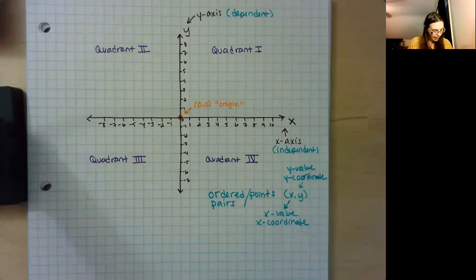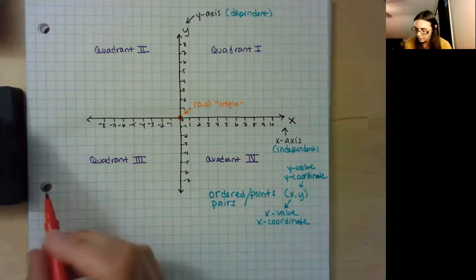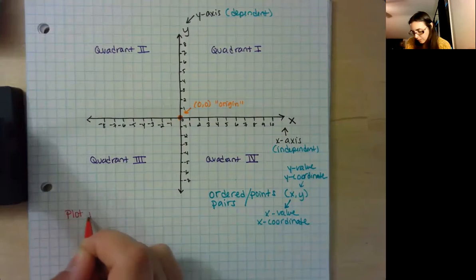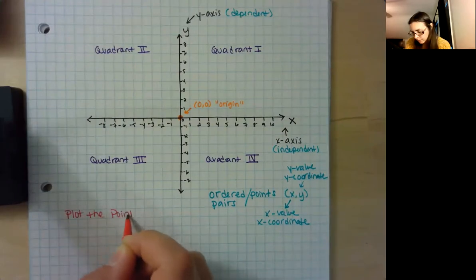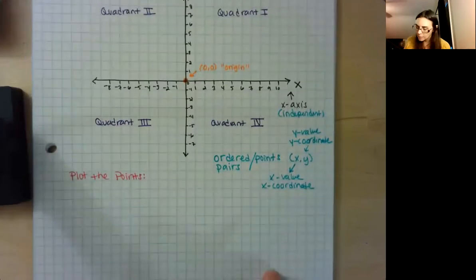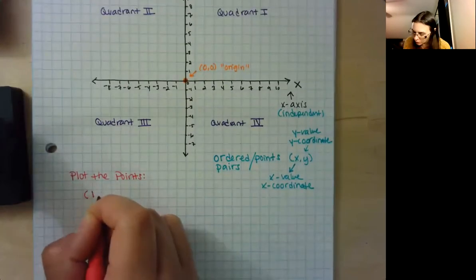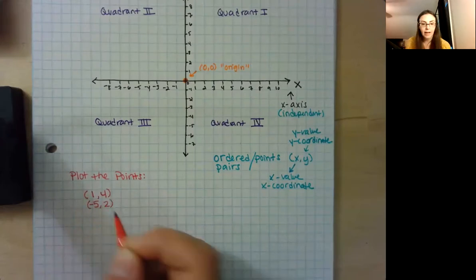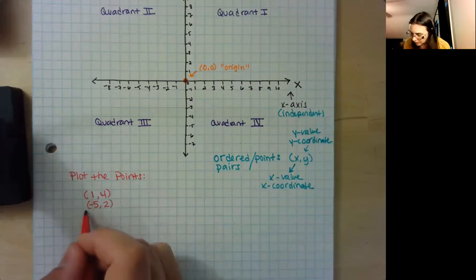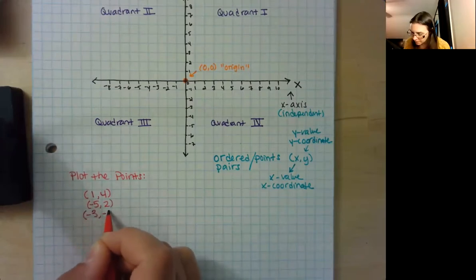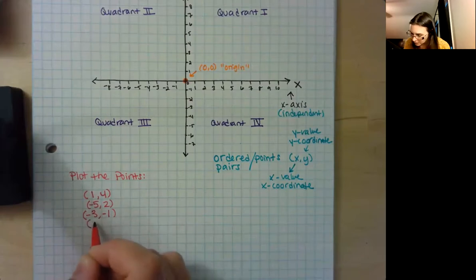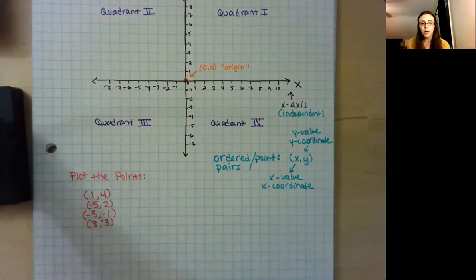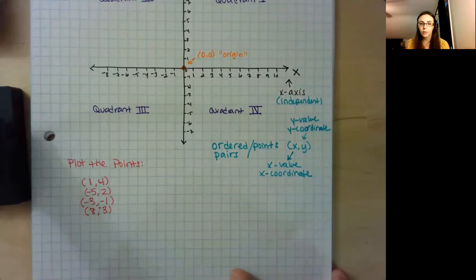All right, let's actually practice plotting some points here. Let's plot some points. Let's do (1, 4). Let's do (-5, 2). (-3, -1). And how about (8, -3). I also want to do a couple others that are more complicated, so let's start with these 4 first.